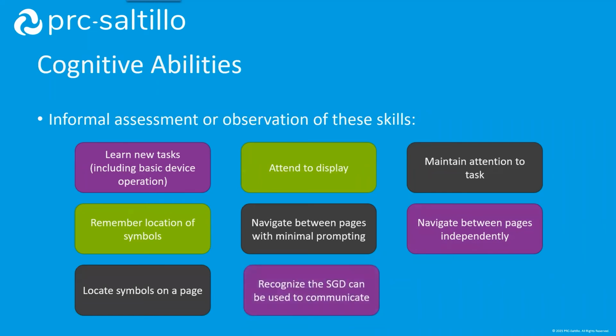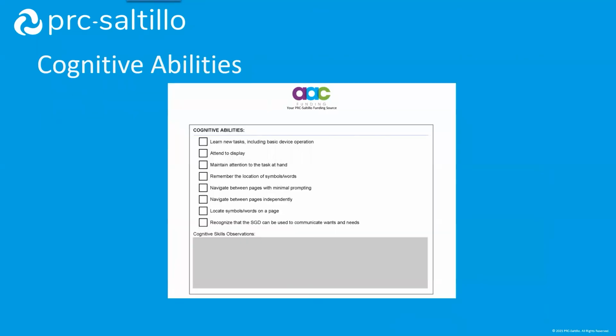Recognizing that the SGD can be used to communicate. And that was something we've been talking about a lot today, right? That aha moment, but maybe also just any other information about their learning and their abilities. So if we go to the next, you'll see that these are just those little check boxes, and then you really get that opportunity to, again, be brief, be succinct, but also don't just say they have cognitive skills to use an SGD. We want to describe and create this story for our reviewer.